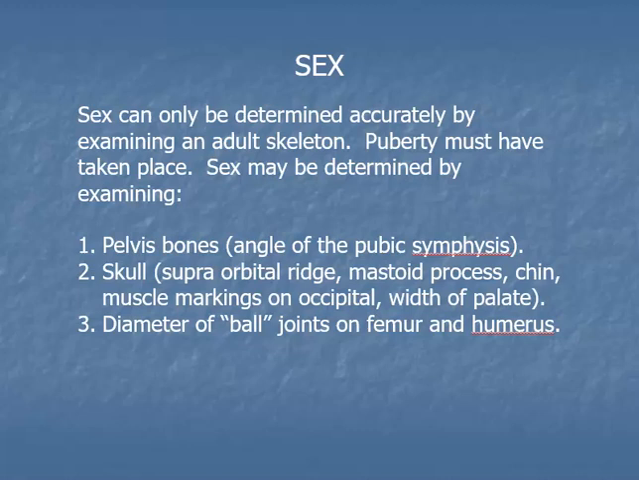But you would have had to go through puberty, and sex is best determined by examining the pelvic bones. This is the innominate bone, the hip bones, and the pubic bones of the skeleton. On the pelvis bones, you can determine sex by looking at the angle of the pubic bone. This is referred to as the pubic symphysis. And for females, it's more angular. It protrudes further out. And this is a result of the allowance to give birth to babies.